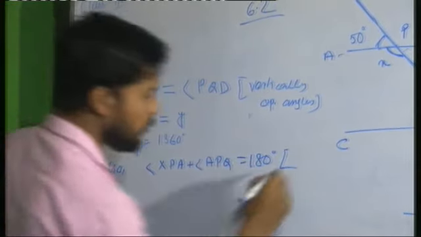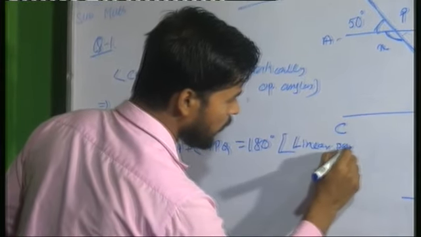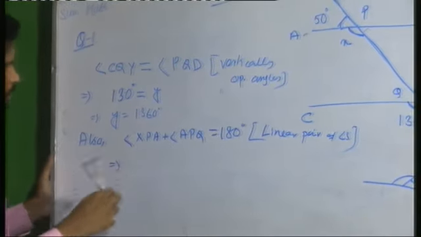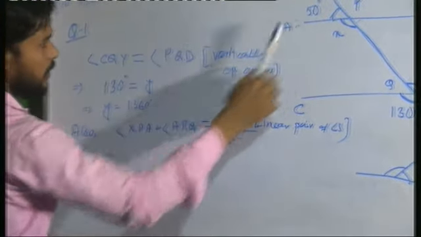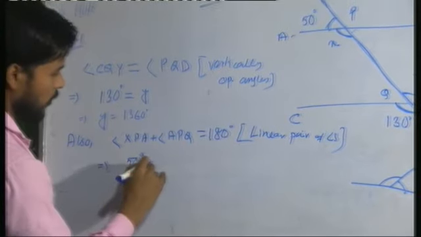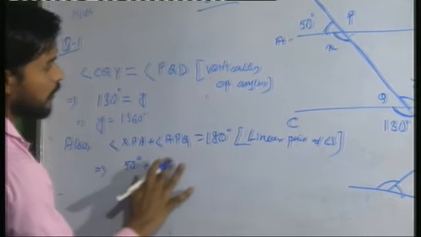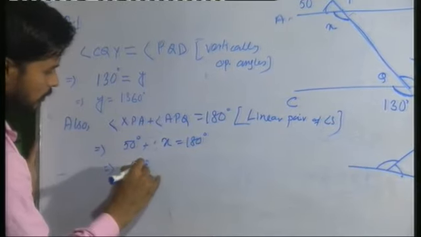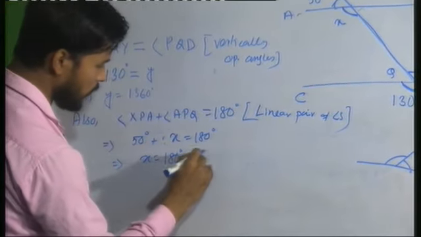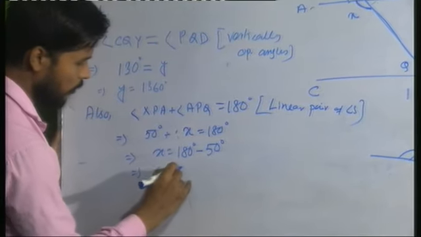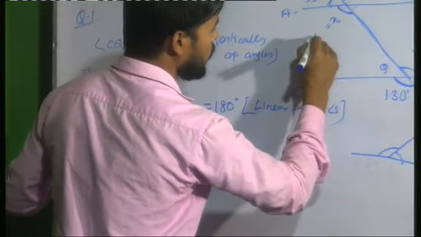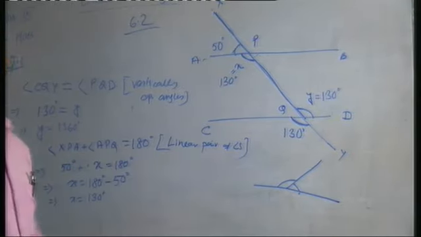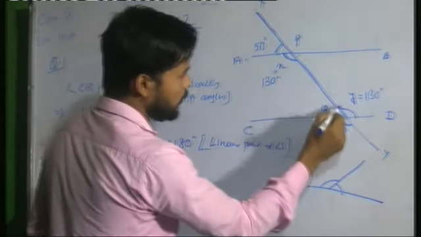They are equal to 180 degrees because they are a linear pair of angles. The value of XPA is 50 degrees, plus angle APQ, which is x, equals 180 degrees. That means x is equal to 180 degrees minus 50 degrees, so x is equal to 130 degrees. So the value of y is 130 degrees, and the value of x is also 130 degrees. Okay, now you tell me what type of angles are this angle and this angle.